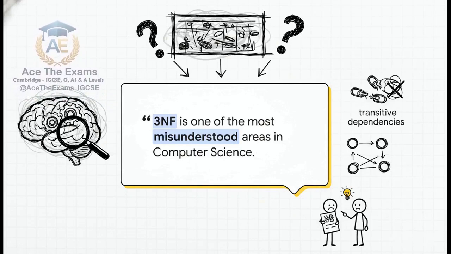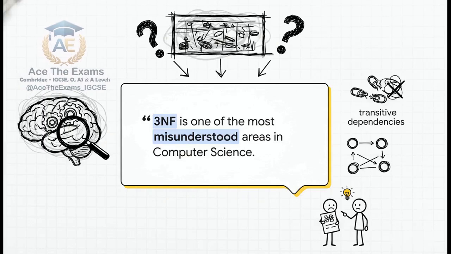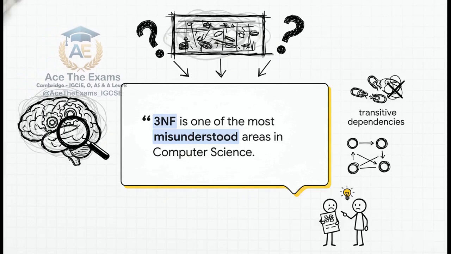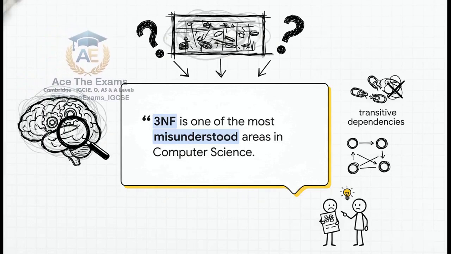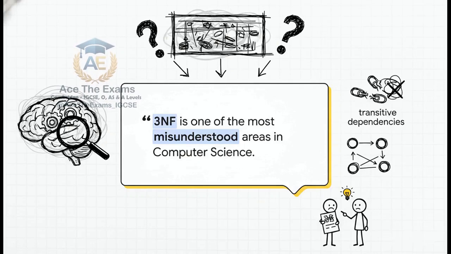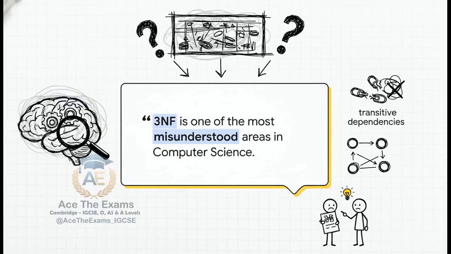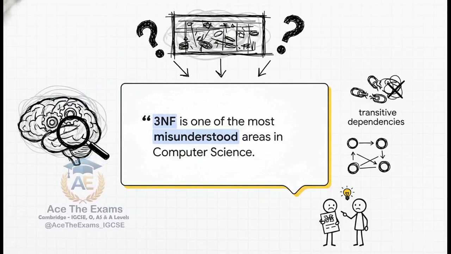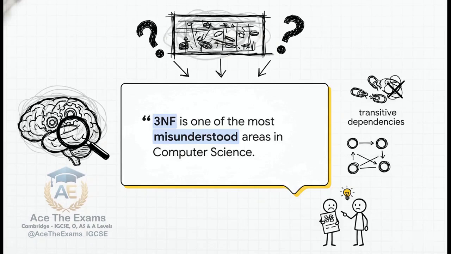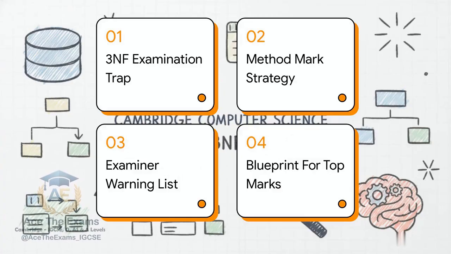You've probably been there, right? You walk out of the exam hall thinking, yes, I nailed that database question, only to find out later you lost 60% of the marks. Why does that happen? Because the assessment framework prioritizes analytical depth over superficial breadth. You can memorize the definition of a transitive dependency all day long, but if you cannot apply it to the specific, messy, completely unnormalized data table they drop in front of you, you will not get the marks. It's really that simple.